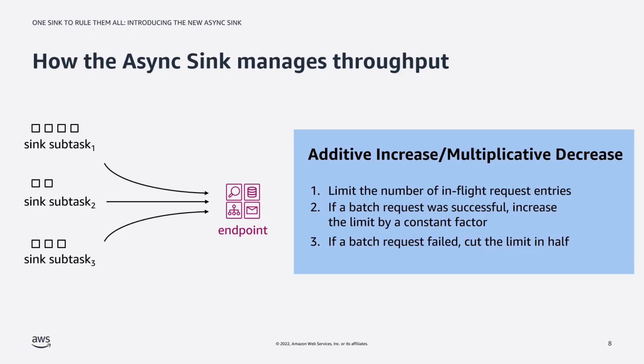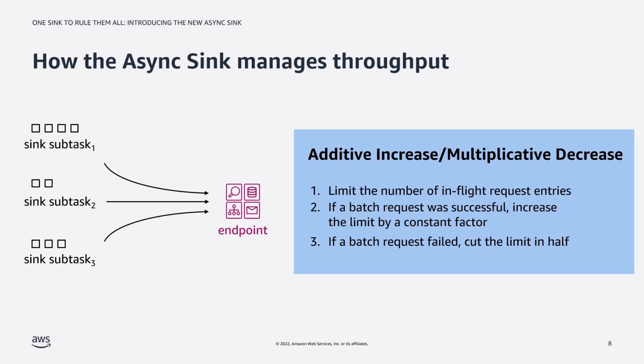And whenever we receive a response from a batch request, we take a look to see if that was successful. If it was successful, we just increase the limit by adding a constant factor. And if throttling happened or the request failed, we simply cut the limit in half. And this is a very simple but very effective mechanism, and I'm still excited how well this works in our context. All we need to do is have two counters, one for the number of current in-flight request entries, and a second one to track the limit.